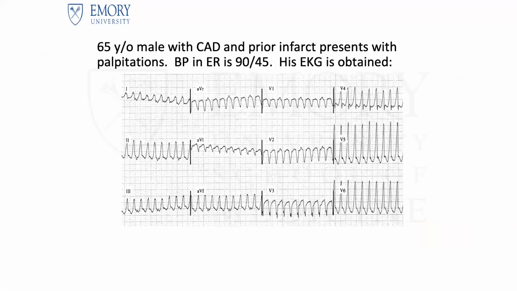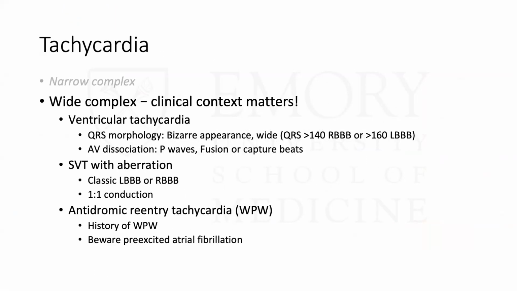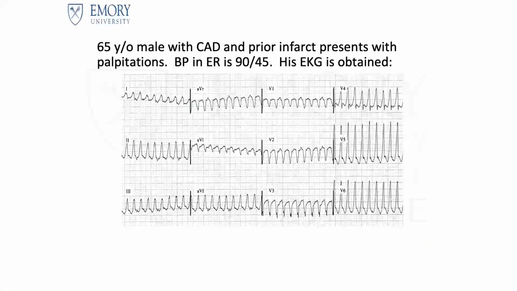So I'll show, for when you get a wide complex tachycardia, there's a lot of different criteria for distinguishing SVT from VT. Some broader things, without having to go through criteria, are: what does it look like? Does it look bizarre, or does it look like a normal classic left bundle or right bundle? How wide is it? And then the ones that we always look for, AV dissociation, for example. And then clinical history is really critical.